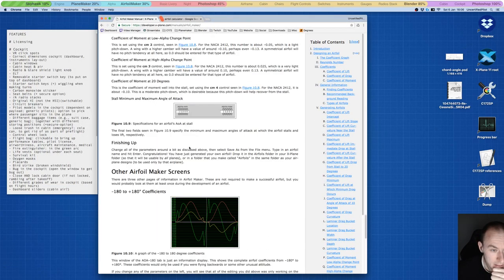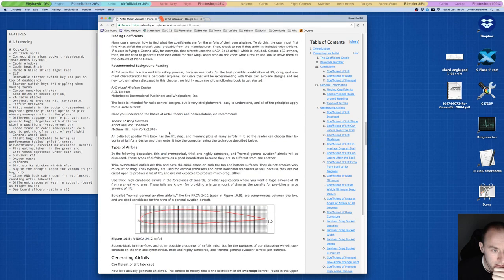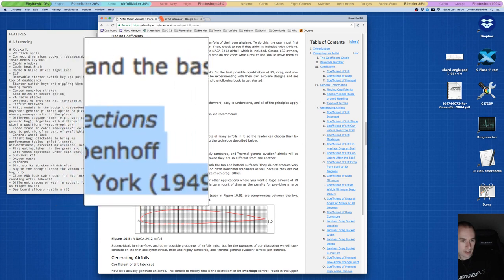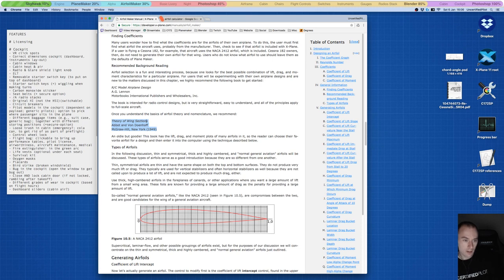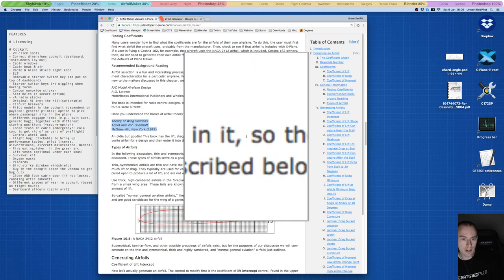It could be that Laminar has gotten all of that information from this book that they are actually referring to. Once you understand the basics of airfoil theory and knowledge, we recommend Theory of Wing Sections. Yeah, this book has the lift, drag, and moment plots of many airfoils in it.